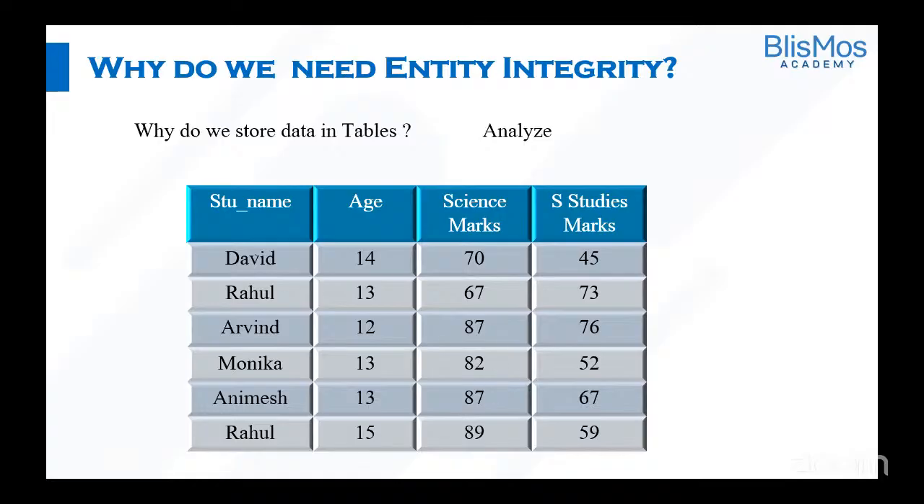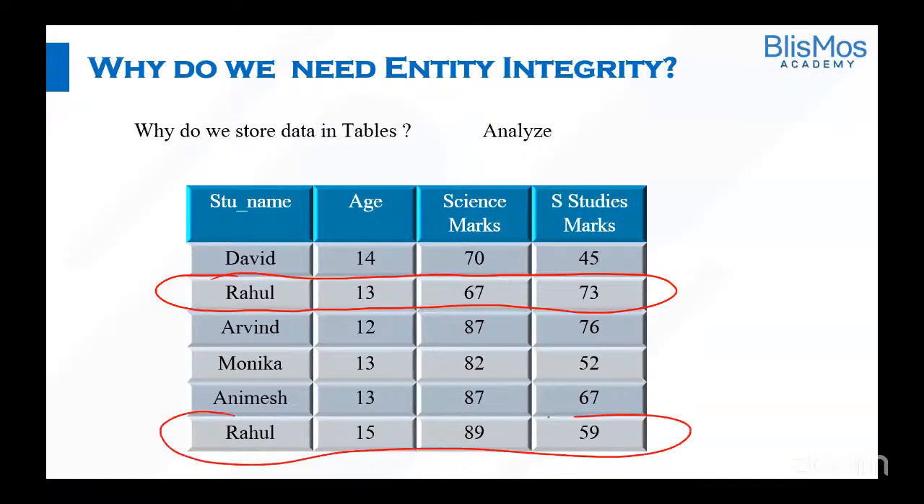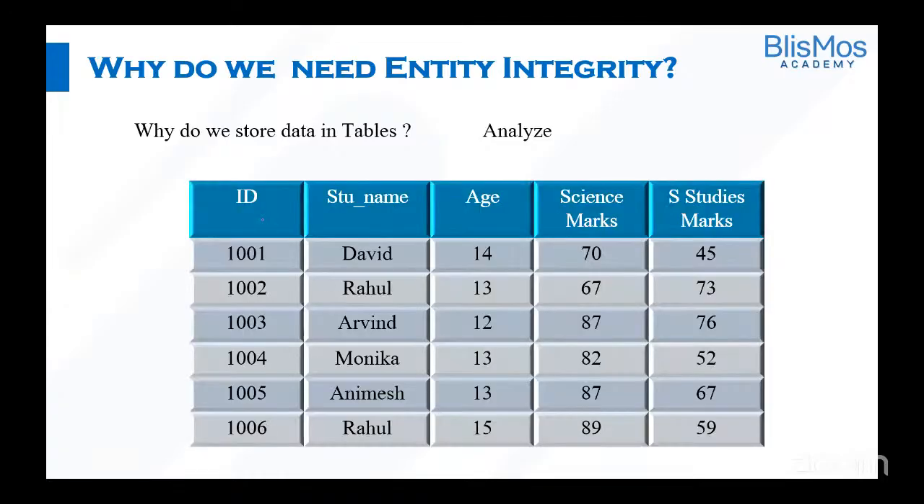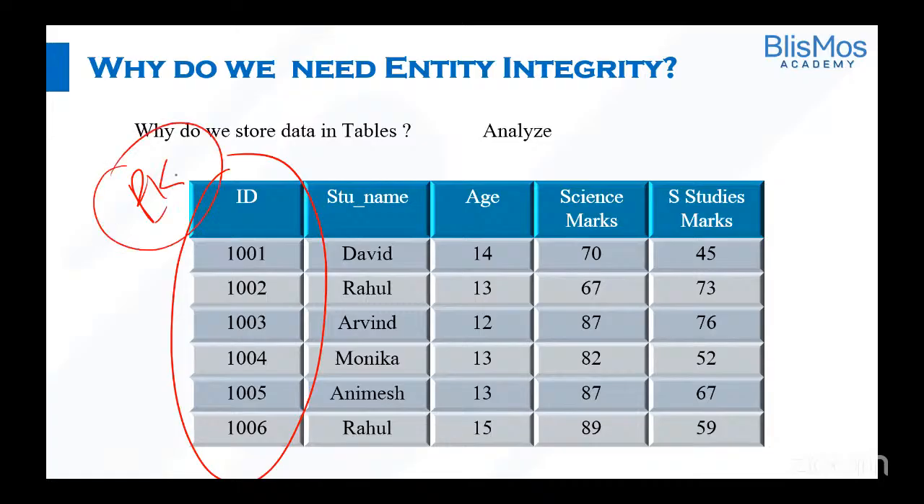Okay, right? So, if we don't have a primary key, our analysis may not be accurate. That is the reason we need to maintain the integrity of the entity. So, now if you add a primary key, that is PK, not a movie name, it is a primary key.